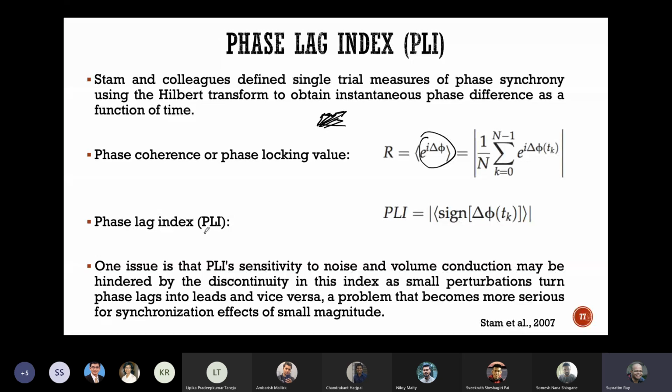Phase lag index, or PLI, is that you look at the change, this delta phi, and you look at the sign of this. Now the sign of this is either +1 or -1. Okay, if it's positive, it's +1, otherwise it's -1. And I'm simply averaging the signs. That's it.